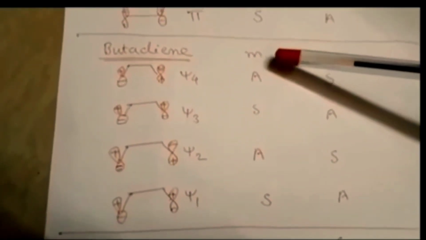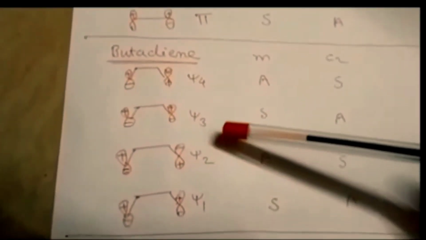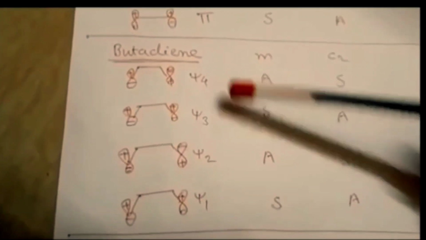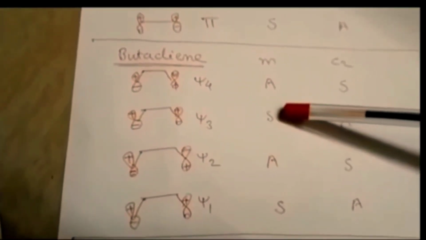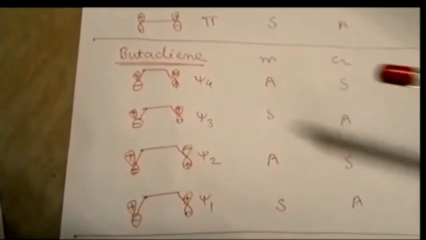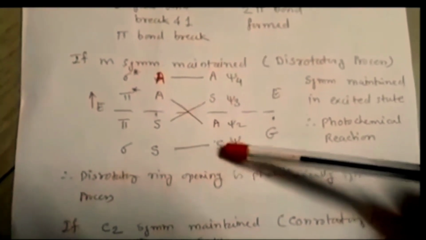For butadiene, in this way, psi1, psi2, psi3, psi4. So psi1 is symmetric, psi2 is asymmetric, psi3 is symmetric and psi4 is asymmetric. Now see where symmetry matches.